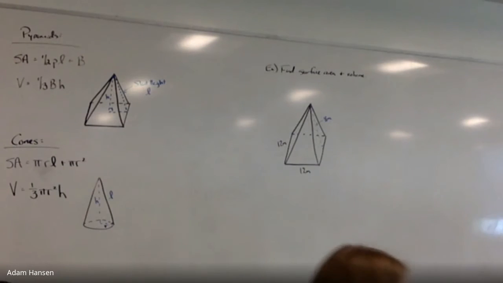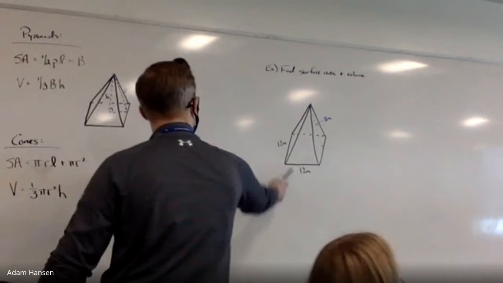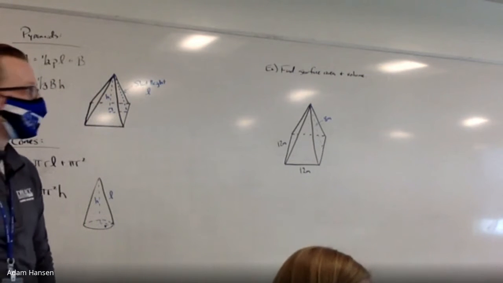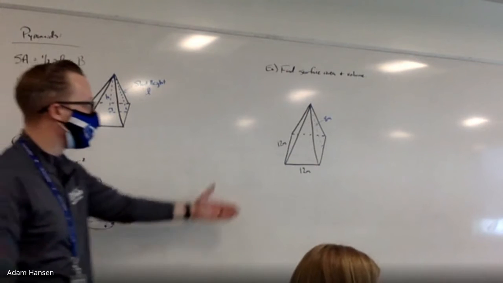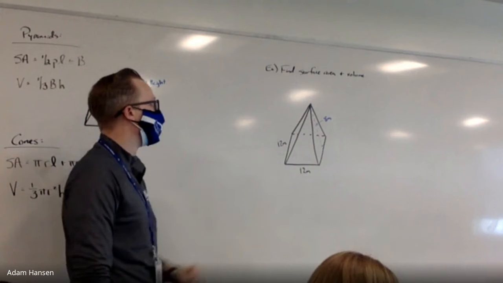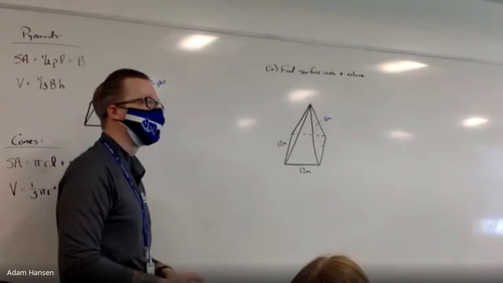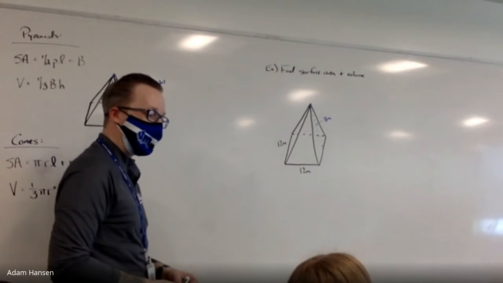How long is every side in this square base? There's 4 of them. Each of the 4 sides is how long? 12. All right, cool. How many bases are there per every pyramid? 1. Prisms have 2. Pyramids have 1 base, right?